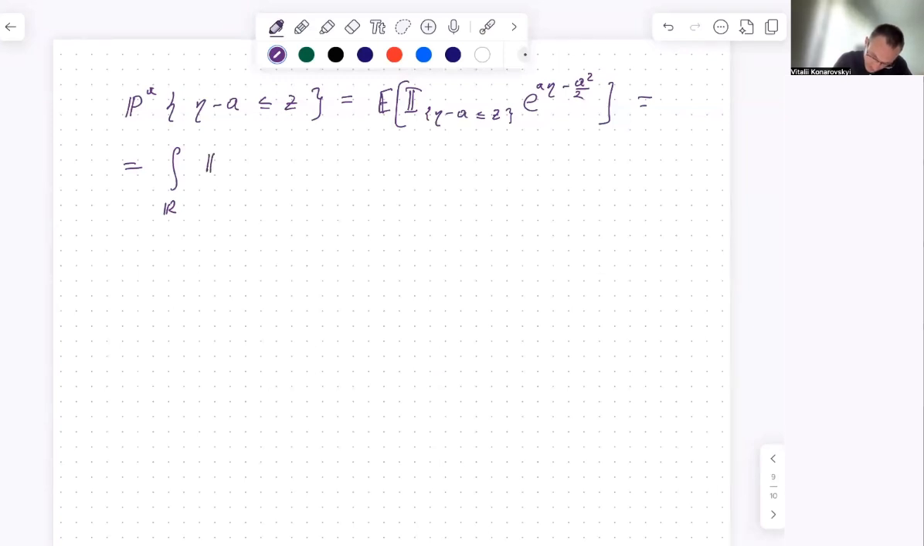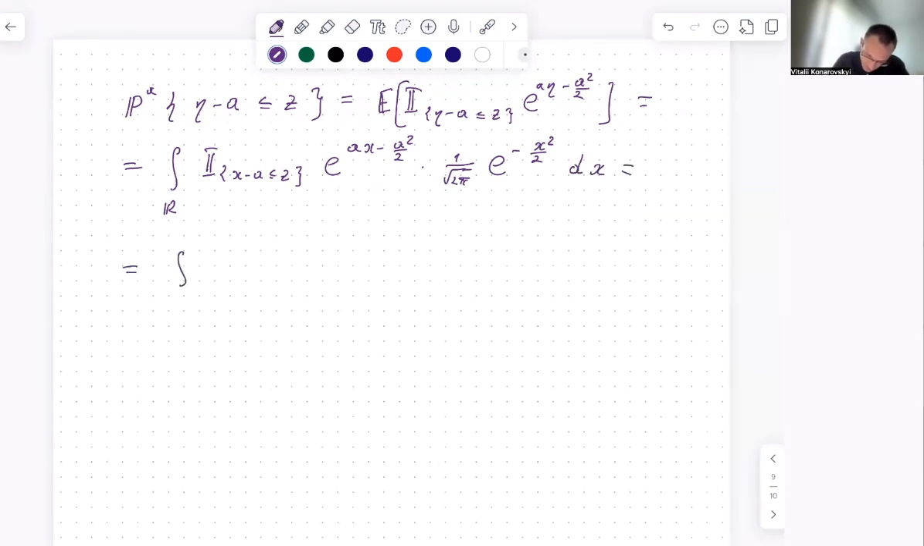You have the indicator of x minus a less or equal than z, e to the power ax minus a squared divided by 2, and then you multiply by the density of the normal distribution. It is 1 over square root 2 pi e to the power minus x squared divided by 2 dx. And then let's continue the computation.